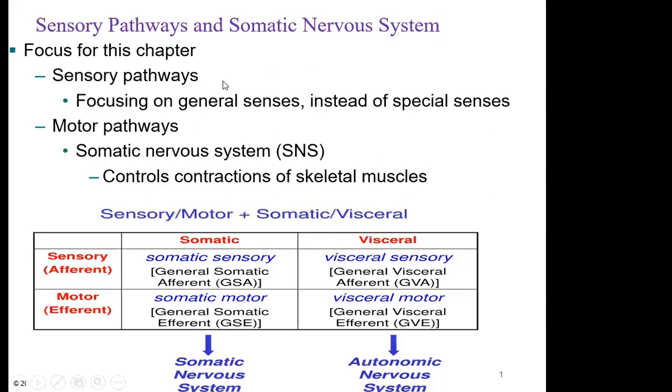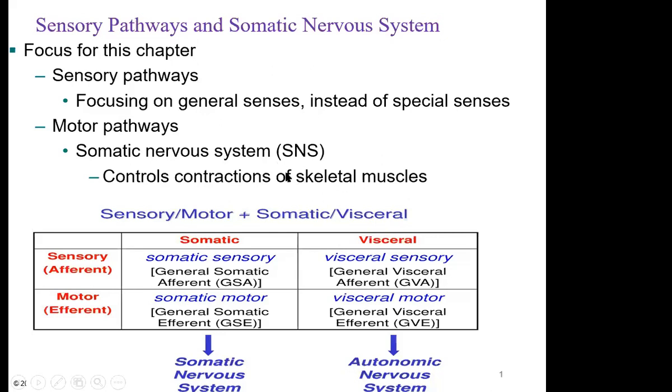And whenever we say sensory, we're going to be focusing on the general senses instead of the special senses. So general senses like touch and pain instead of special senses like vision and taste, okay? And then the motor pathways that will come later on are going to be involved with the somatic nervous system that is going to control our skeletal muscles.